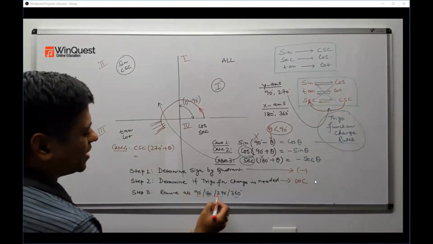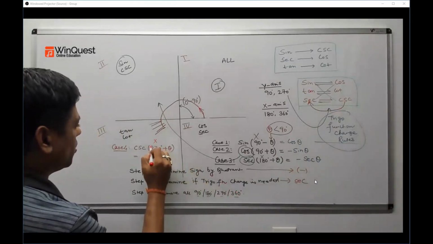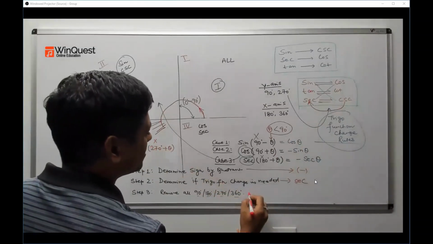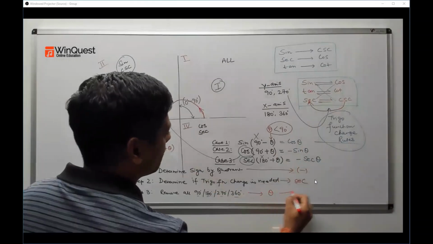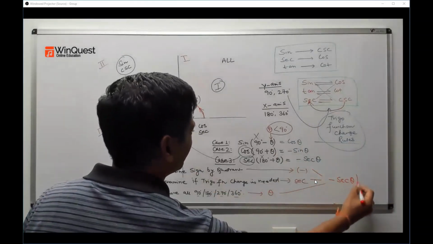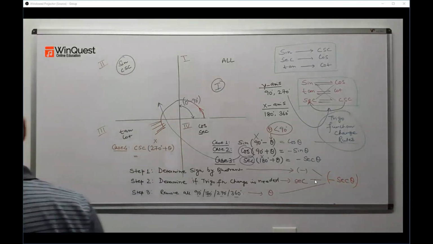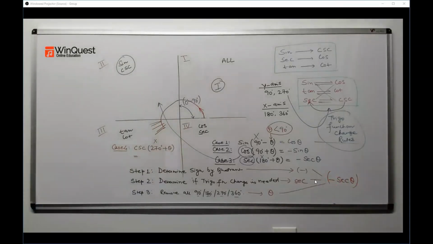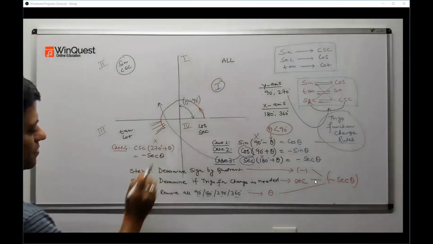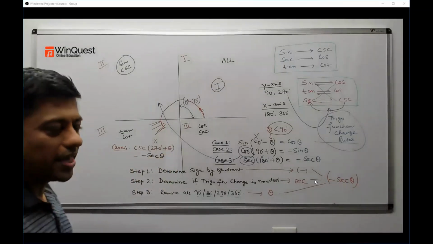Remove all 90, 180, 270 degree. This is gone. I'm left with theta. Okay, finally, this becomes theta. I combine all of these. Minus of sec theta. Whoever asked the question, is it a right answer or no? Yeah, that's what Google told me. Done. Any other combination?